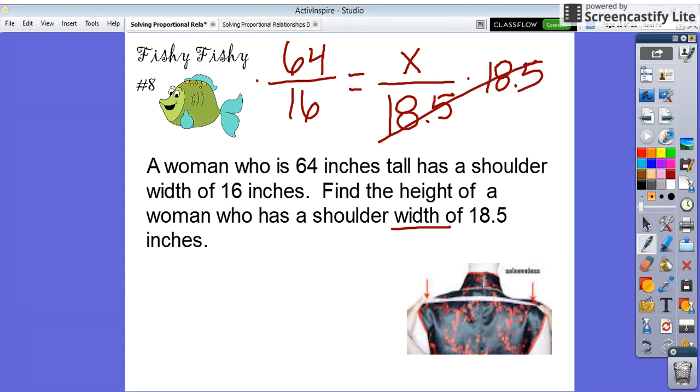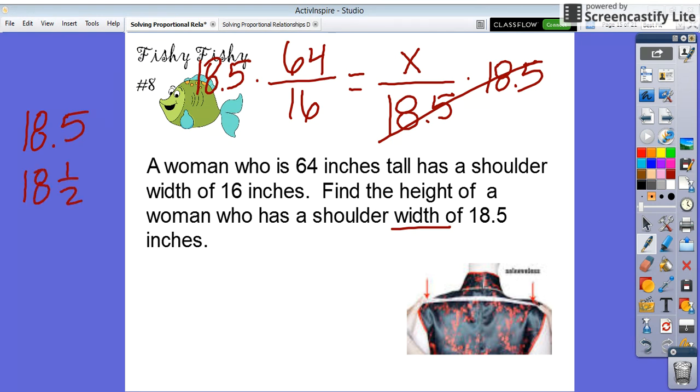cancels out, times 18.5. Your question might be, how do I multiply a decimal and a fraction together? Well, a decimal is basically just a fraction. So 18.5 is the same thing as 18 and 5/10. We should know this, right?